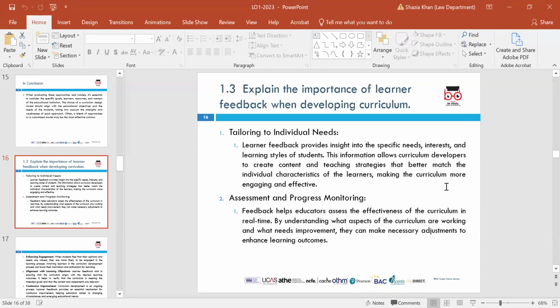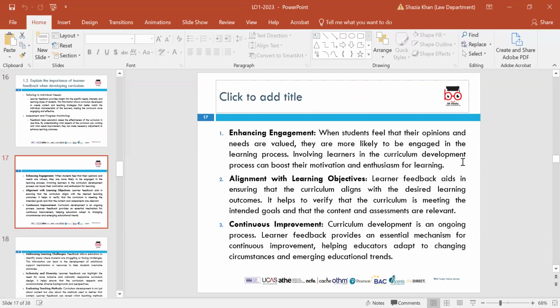Here, feedback is a key element of the process of ongoing assessment. So making sure that you're providing feedback to the learner. You focus on the quality of the learner's work as well. Assessment and monitoring, progress monitoring feedback helps educators assess the effectiveness of the curriculum in real time by understanding what aspects of curriculum are working and what improvements need to be made. So from feedback, you can identify if there are any changes that we need to make, to make sure that we are meeting the needs of the learners. So feedback is there to monitor any sort of elements of that.